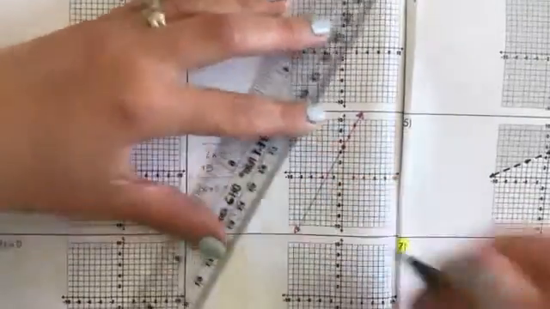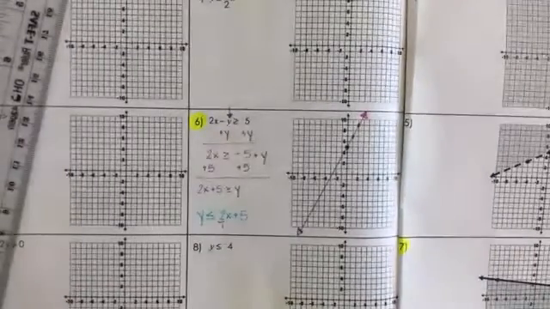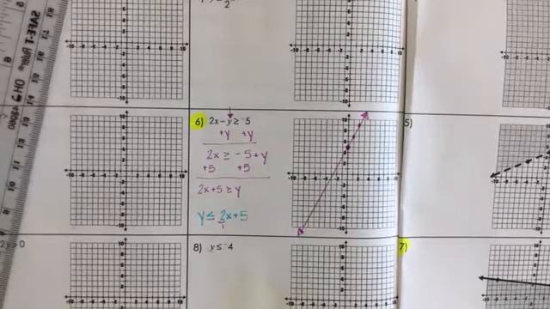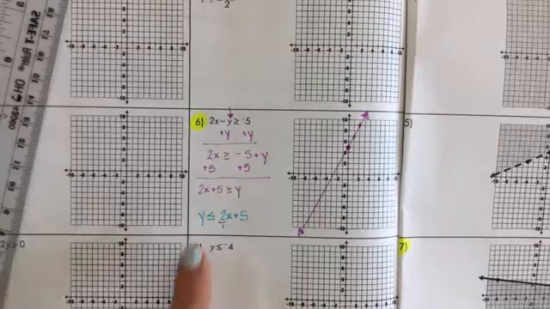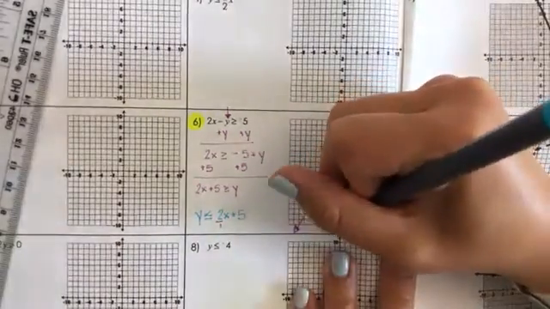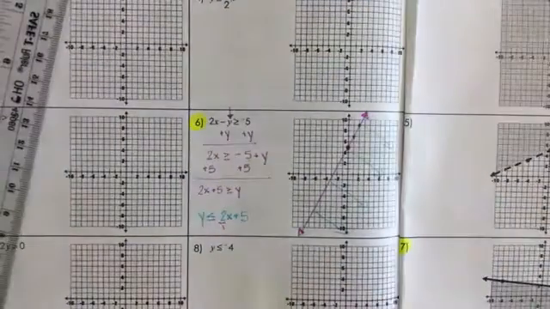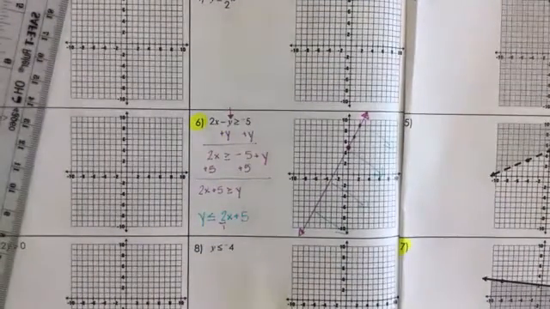Okay, so we've got our line. We determined it's solid. The next step is to determine, are we going to graph below or above the line? Below. Good work. And we know it's below because it says y is less than. So I like to draw my little arrows, and then I like to shade.